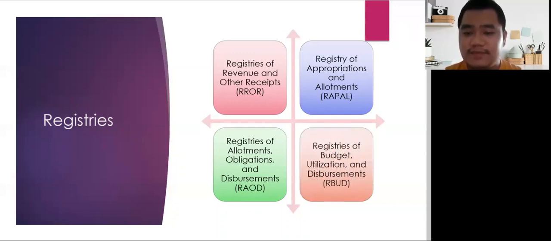Then lastly, we have the Registries of Budget, Utilization, and Disbursements, or RBUD. These are used to record the approved special budget and the corresponding utilizations and disbursements charged to retained income. So separate RBUDs are also maintained for each object of expenditure.